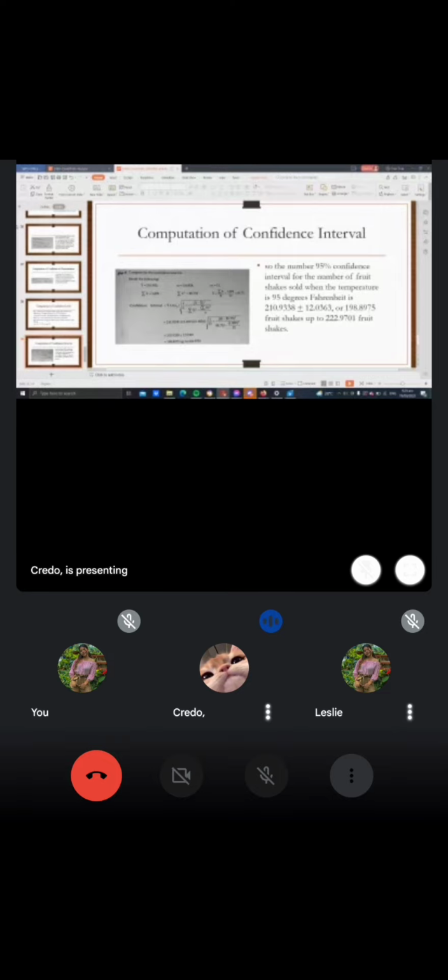So the 95% confidence interval for the number of fruit shakes sold when temperature is 95 degrees Fahrenheit is 210.9338 plus or minus 12.0363, or 198.9875 fruit shakes up to 222.9701 fruit shakes.